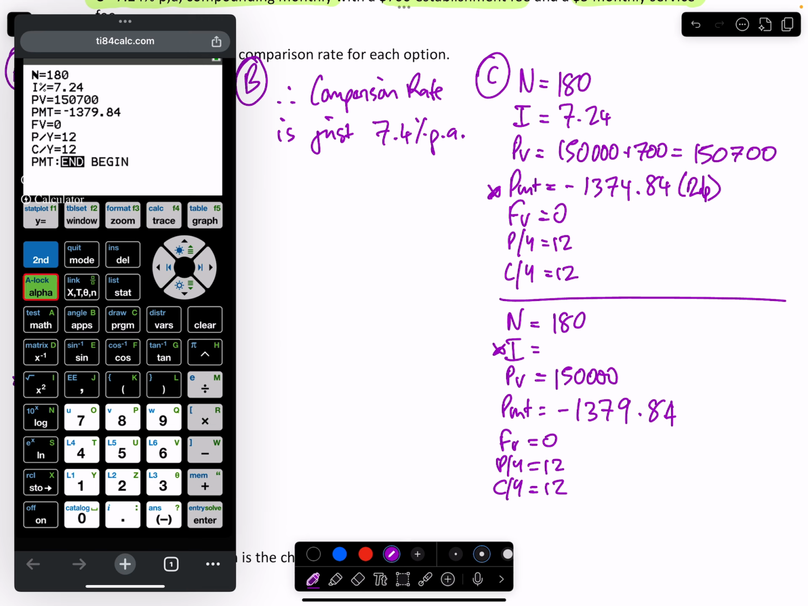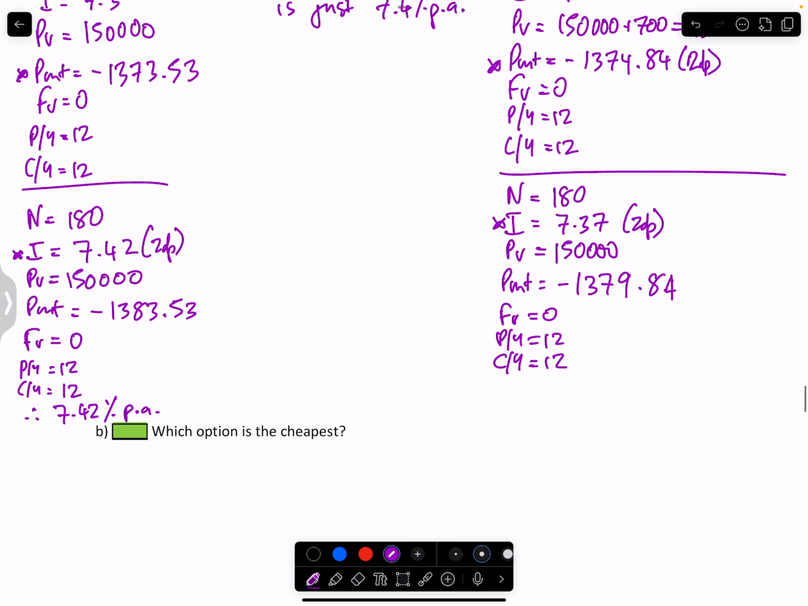Alpha, oh, almost forgot. Starting to fatigue now. I'm starting to forget things. 150 grand. Go back to the OG debt. Alpha, enter. So this tells me 7.37 to 2DP. 7.42% per annum comparison rate for the first one. Therefore, 7.37% per annum comparison rate for C.